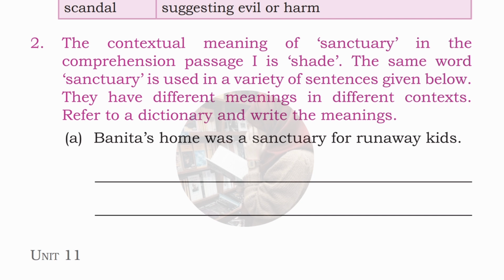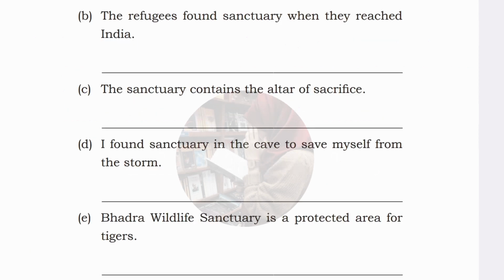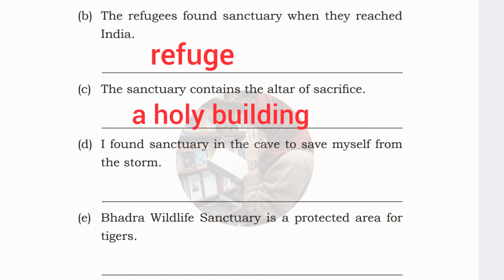Okay, so first one is, Banita's home was a sanctuary for runaway kids. So the correct meaning of this sanctuary is a shelter or a safe place. Okay, let's move the second sentence. The refugee found sanctuary when they reached India. Here, sanctuary means refugee. Next, C. The sanctuary contains the altars of sacrifice. Here, sanctuary means a holy building.